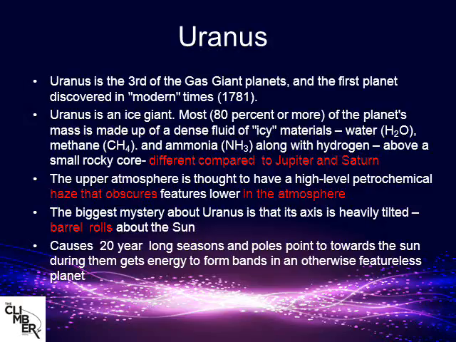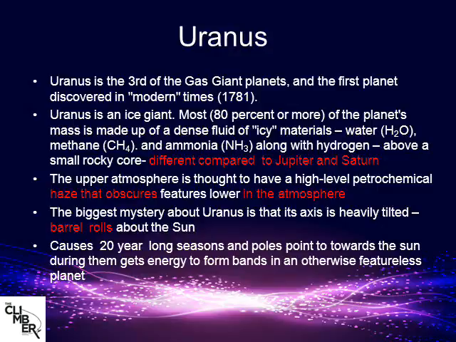Uranus is the third of the gas giant planets and the first planet to be discovered in modern times. It is barely visible without a telescope, which is why it was not known to our ancestors. They may have confused it with a star. Uranus is a bit different compared to Jupiter and Saturn.